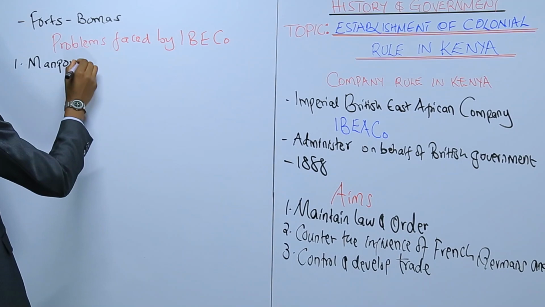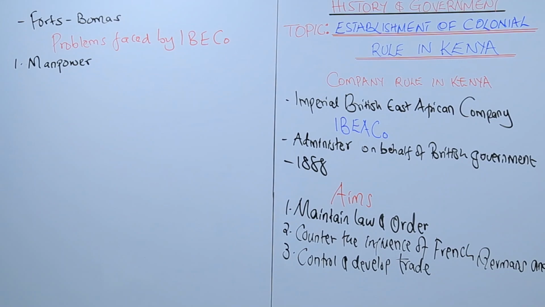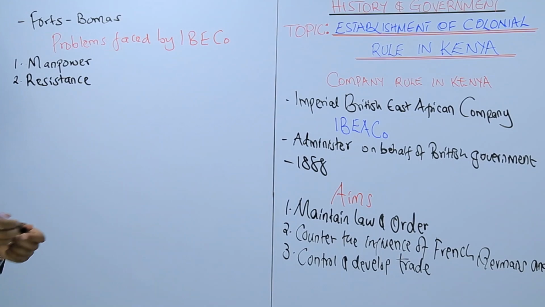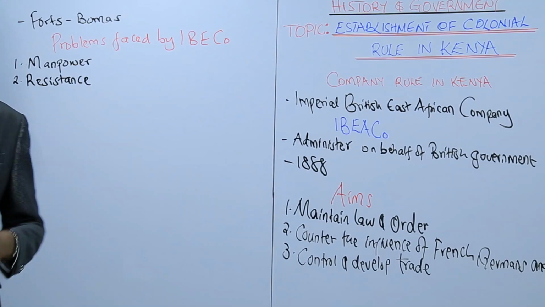They did not have enough leaders to effectively control or carry out their activities or their objectives. So that was a very significant problem or challenge that they had faced. And then most Africans were resistant. Most of the African communities resisted the advancement or the work of the Imperial British East Africa Company.